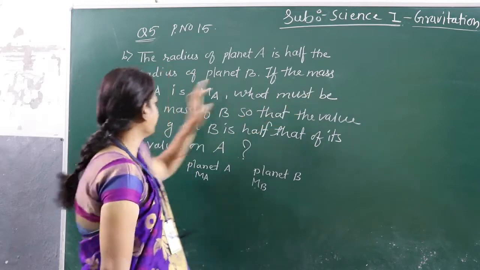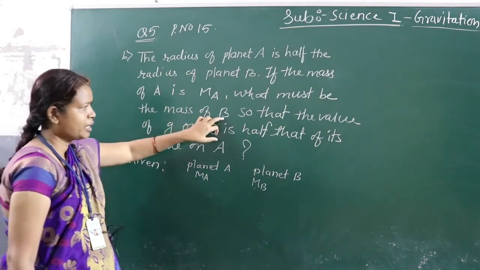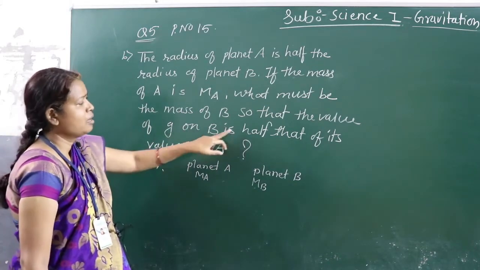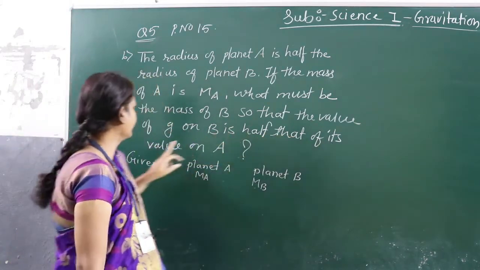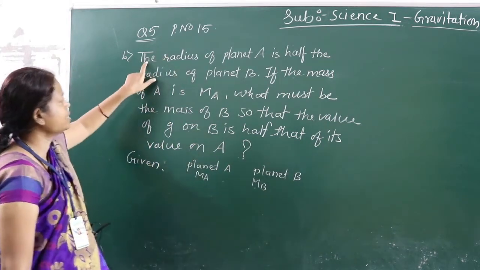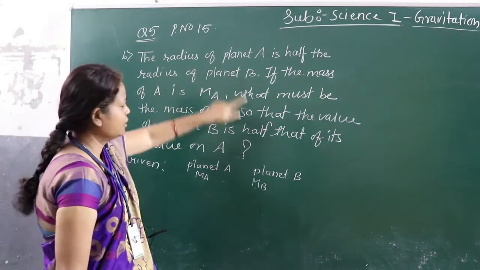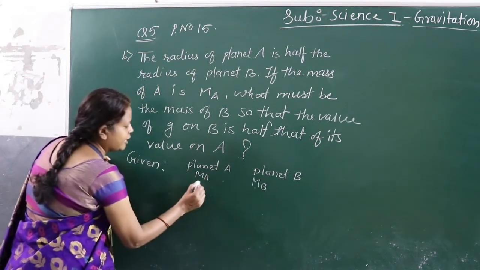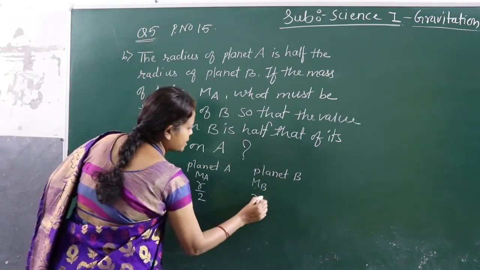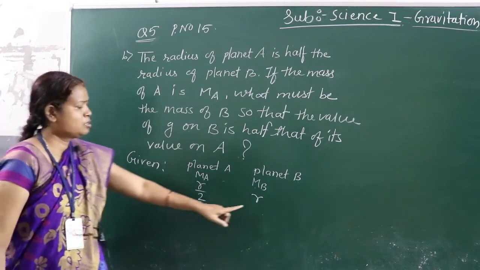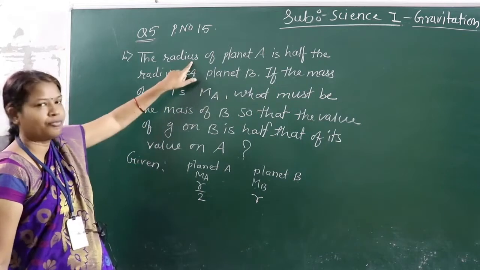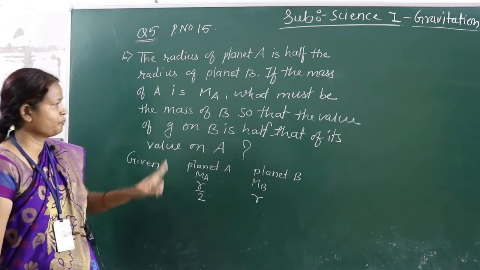What must be the mass of B so that the value of g on B is half that of its value on A? Now first, if you consider the first point, that is the radius of planet A. This is our planet A and its radius is r upon 2. So definitely the planet B has the radius r. Because the radius of planet B is r, in planet A it is half, that is r upon 2.